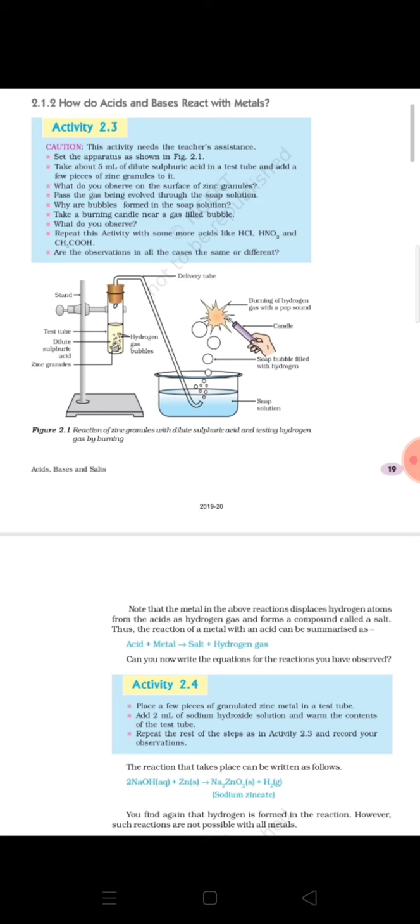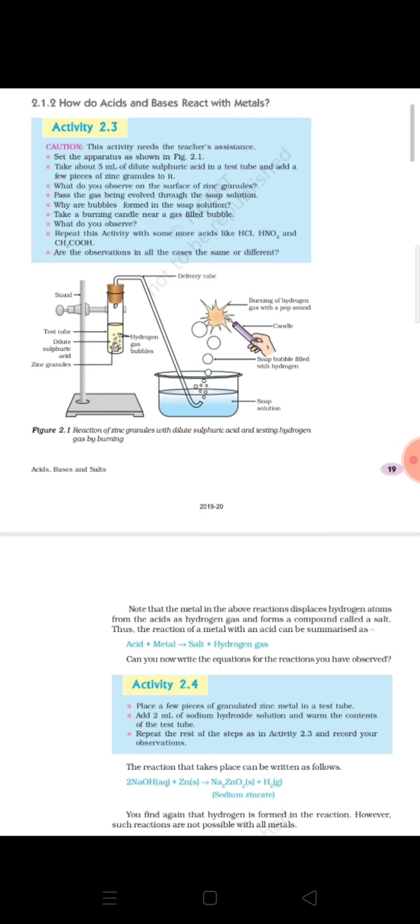Why are bubbles formed in the soap solution? Take a burning candle near a gas-filled bubble. What do you observe? Repeat this activity with some more acids like HCl, HNO3 and CH3COOH. Are the observations in all the cases the same or different?